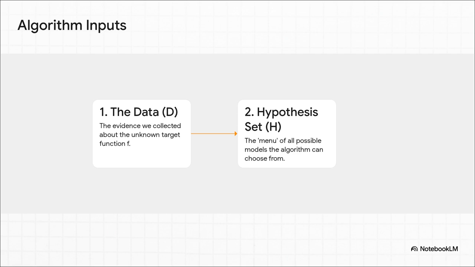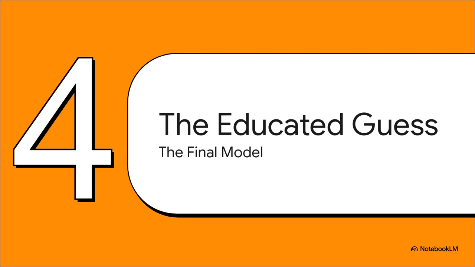Before we even start, we have to tell the algorithm what kind of answers it's allowed to look for. Are we looking for a simple straight line, a really complex decision tree, a giant neural network? That menu of possible models we let it choose from, that's our hypothesis set. So we have the evidence, D, we have the menu of options, H, and we have our searcher, the algorithm A, all ready to go.